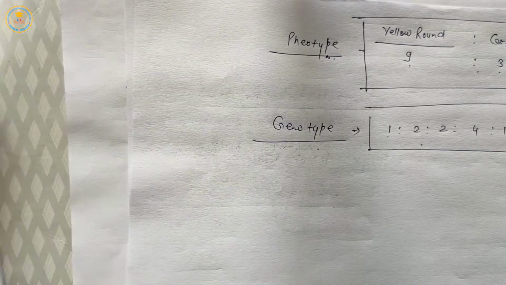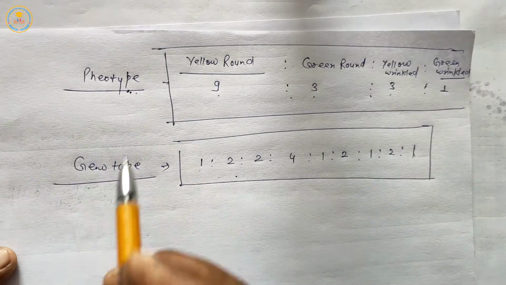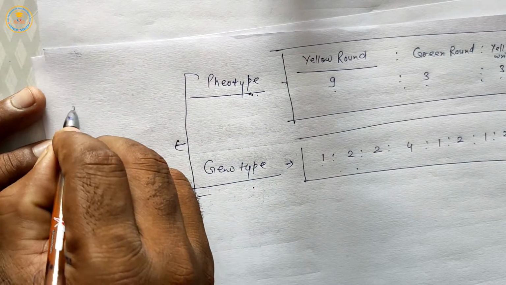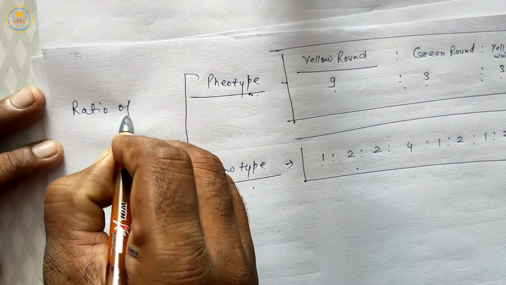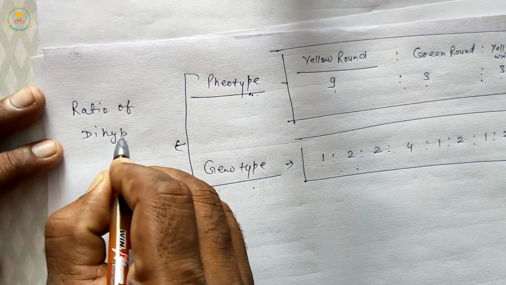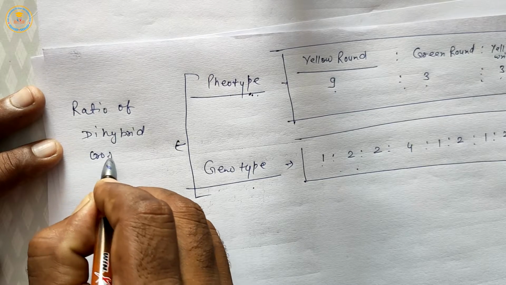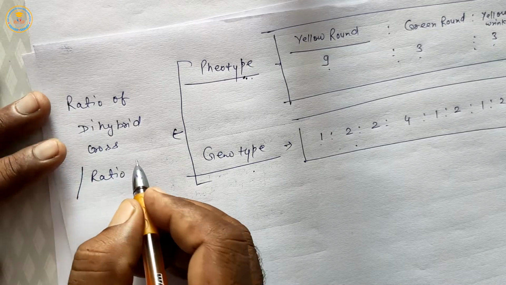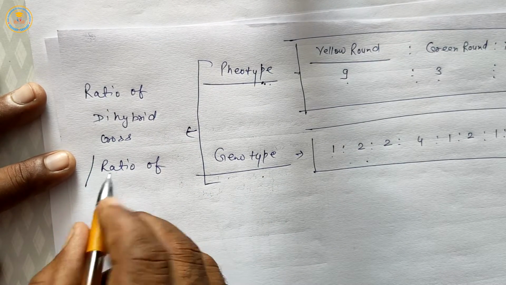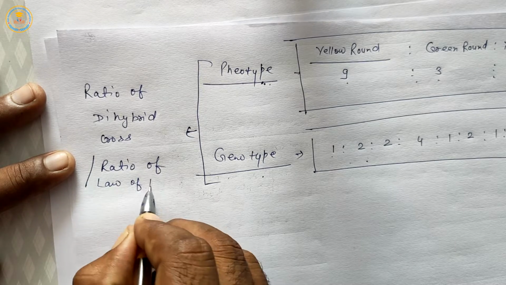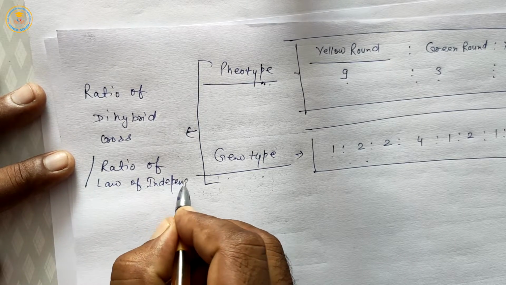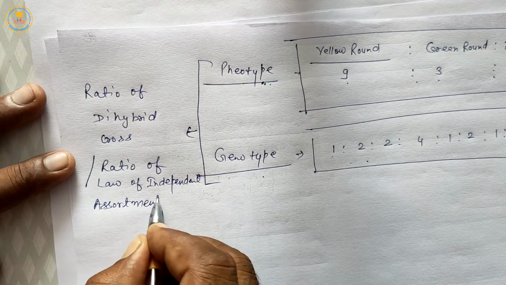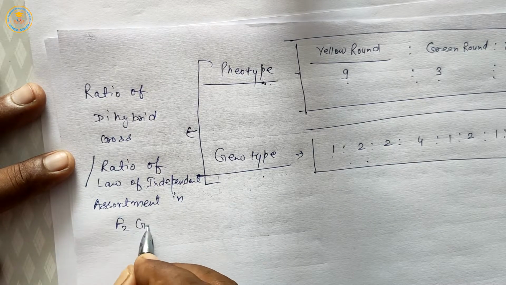Again, the ratio of the dihybrid cross. Second, the ratio of the dihybrid cross and the ratio of the law of independent assortment in the F2 generation.